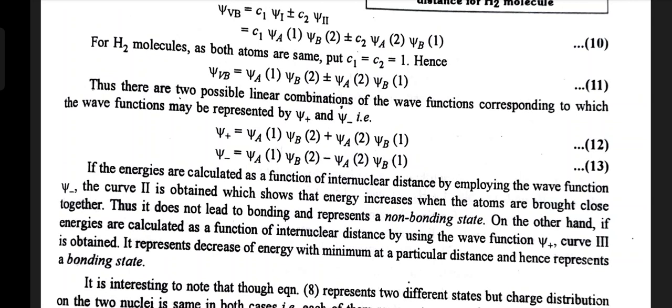If the energy is calculated as a function of internuclear distance by employing the wave function psi negative, the second curve is obtained, which shows that energy increases when the atoms are brought closer together. Thus, it does not lead to bonding and represents a non-bonding state. On the other hand, if energy is calculated as a function of internuclear distance by using the wave function psi positive, the third curve is obtained. It represents a decrease of energy with a minimum at a particular distance and represents a bonding state.